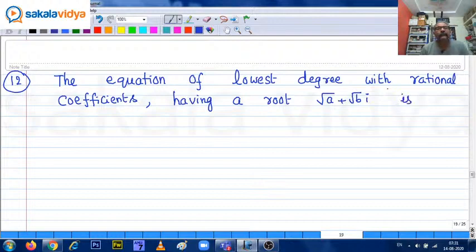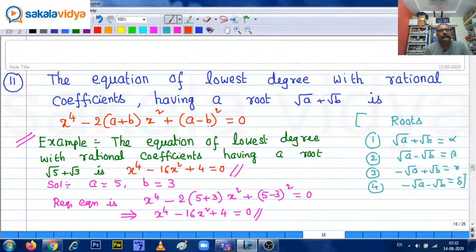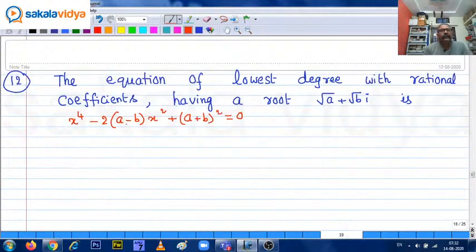The formula is given by the same procedure, x to the power of 4 minus 2 times, instead of a plus b, write a minus b, x square, and instead of minus you get plus, a plus b whole square. That's the only difference. You check the previous one: there it was a plus b, a minus b whole square. Whenever root a plus root b is there, here a minus b, interchange the signs. So x to the power of 4 minus 2 times a minus b x square plus a plus b whole square is equal to 0. So let us discuss one example now.